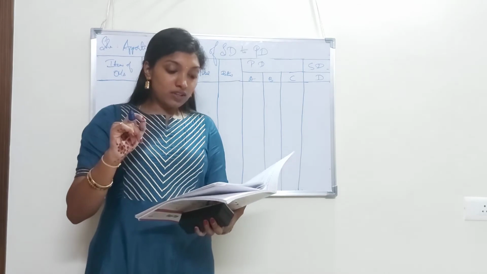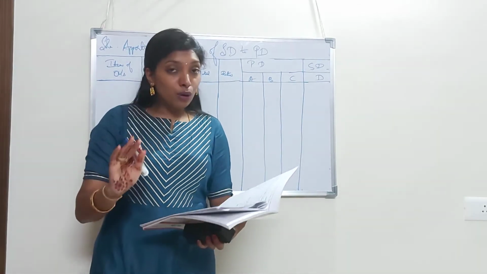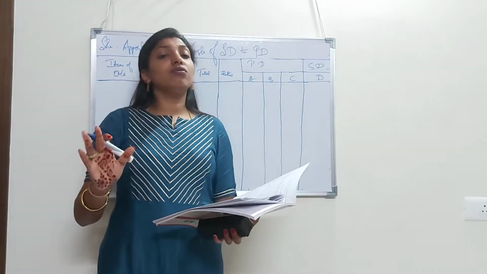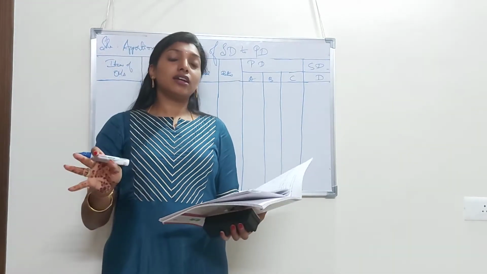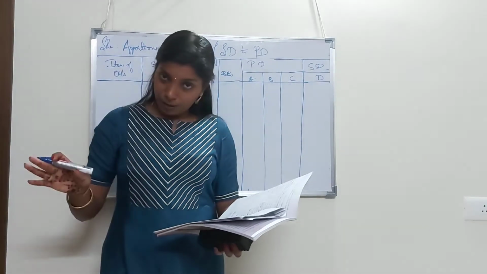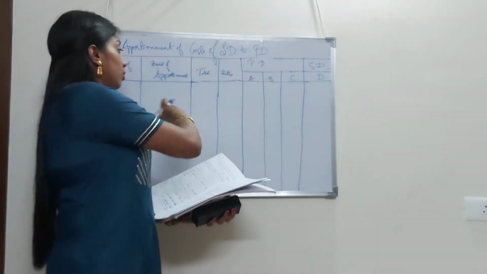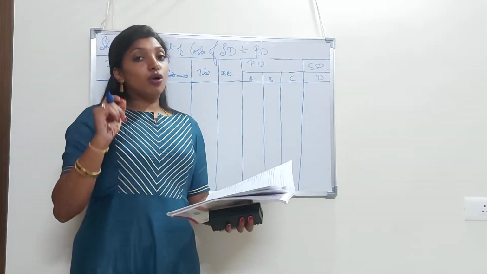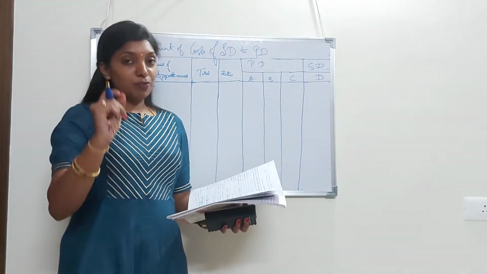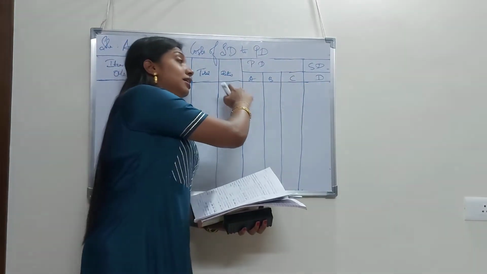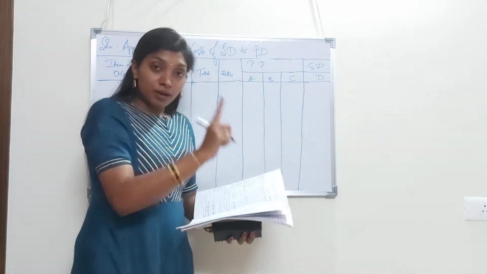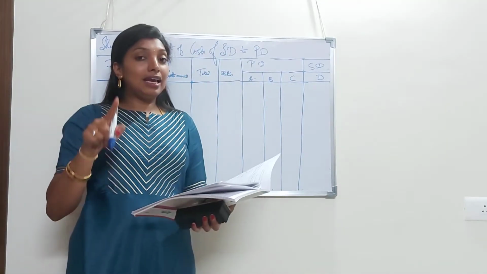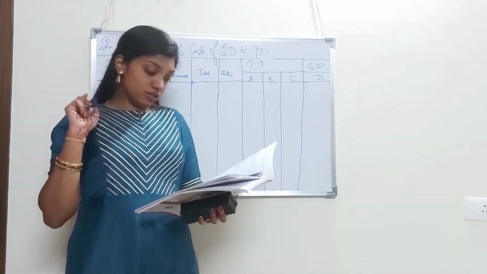For direct wages, please make sure you do not write direct expenses, any of the direct labor or direct wages and direct expenses, in your distribution summary. Only you are going to write the direct expenses for the service department. Please make sure you are not writing the direct expenses of the production departments for the overhead distribution summary. Only the service department's direct expenses will be involved in the distribution summary.